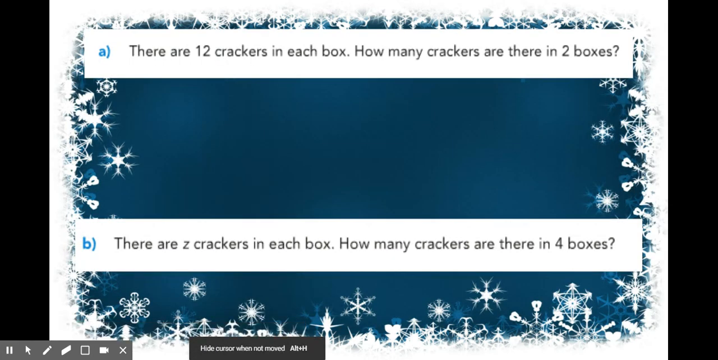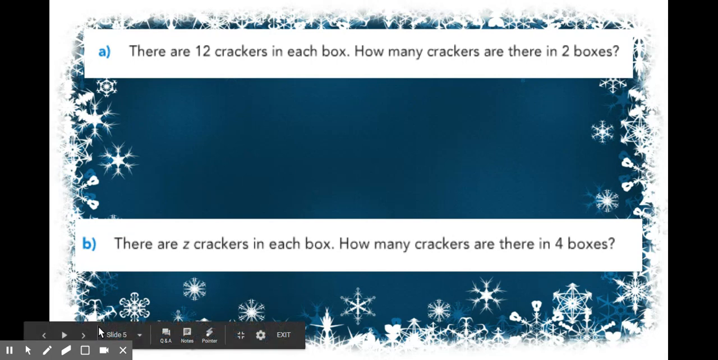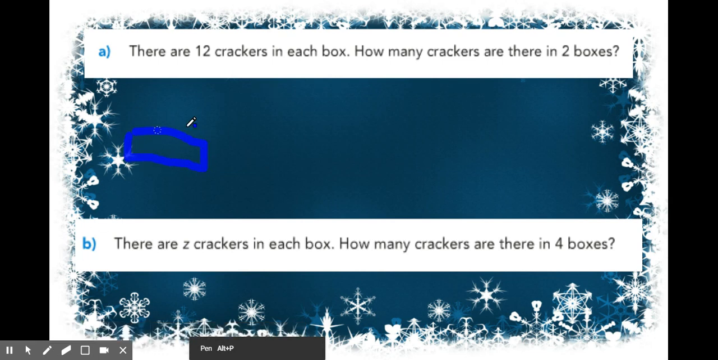All right, we're going to move on to some more examples. It says there are 12 crackers in a box. How many crackers are there in 2 boxes? Well, when we take a look, we have 1 box, 2 boxes, and each one has 12. There's a couple ways we could solve this. We can do 12 plus 12, right? Or we can do 12 times 2. This is an expression that represents this situation.